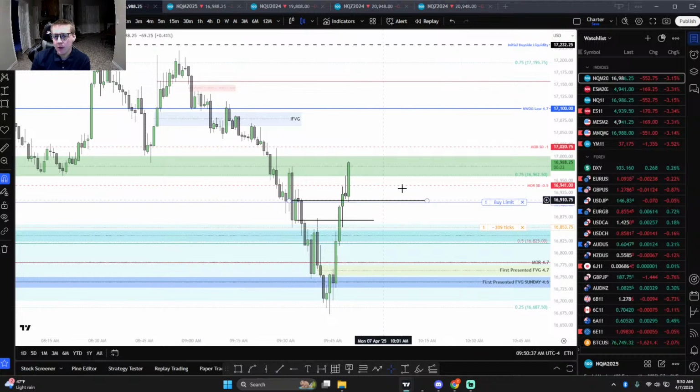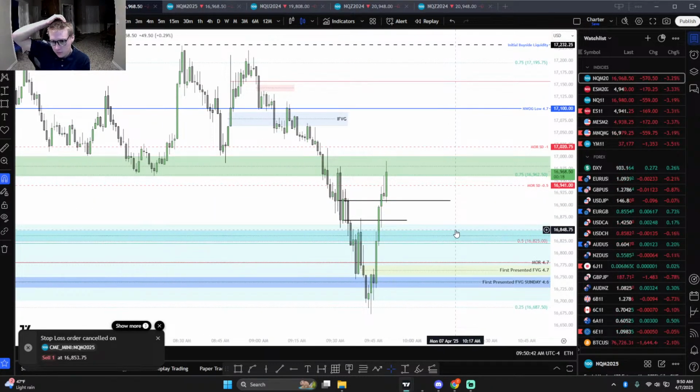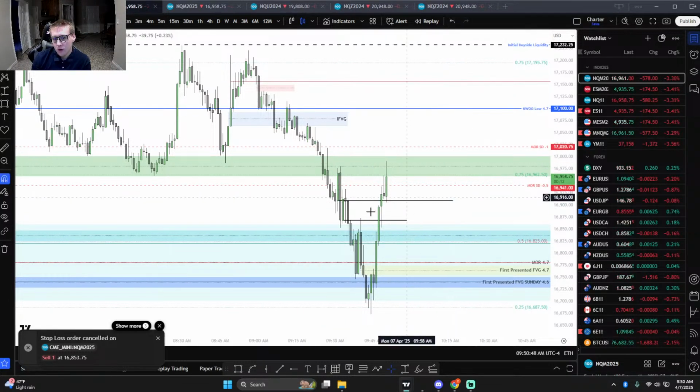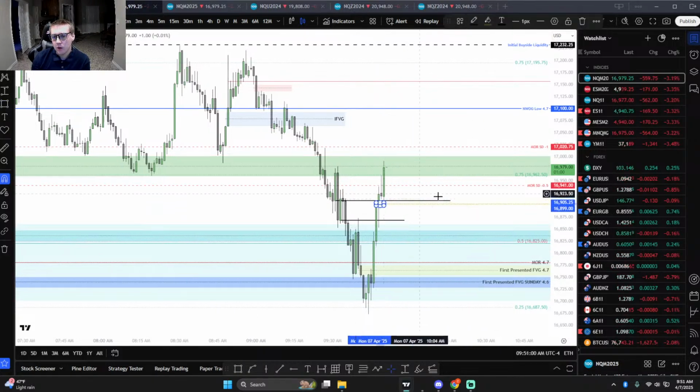It hit my limit price, but didn't fill me. Not meant to be. Wanted the bottom of this breaker, which is that first presented order block. That's what I wanted to enter on. Also, I don't really want to chase price now.